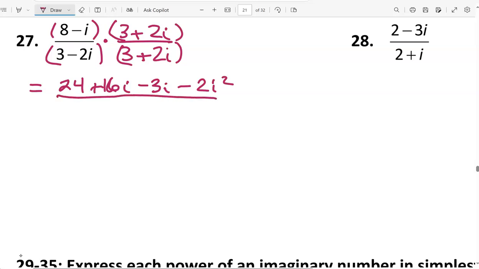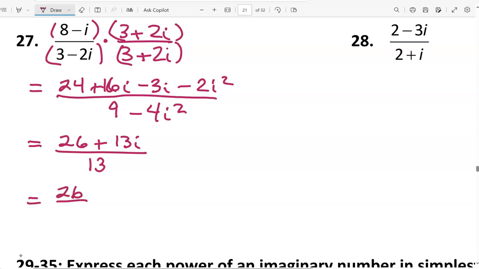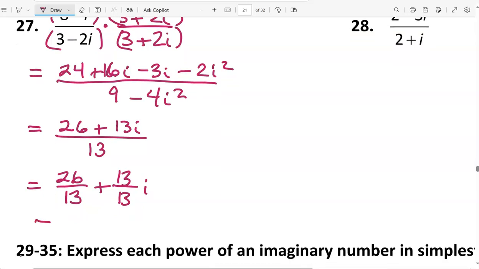Downstairs, when we multiply a minus b times a plus b, the result is a squared, which is 9, minus b squared, which is 4i squared. In the numerator, 24 minus 2i squared is 24 plus 2, which is 26. 16i minus 3i is 13i. And in the denominator, 9 minus 4i squared is 9 plus 4, which is 13. So this is 26/13 plus 13/13i, which simplifies to 2 plus i.